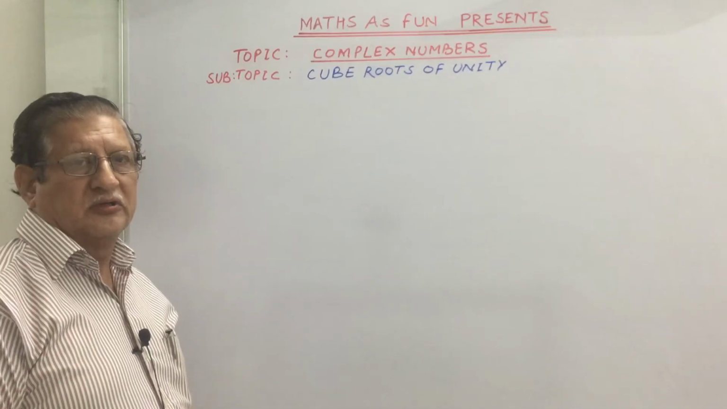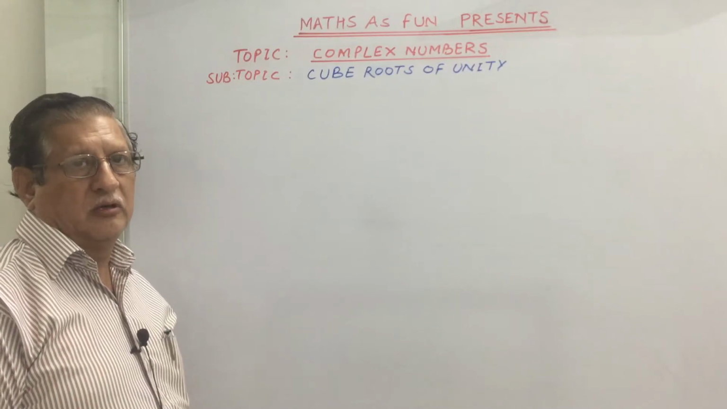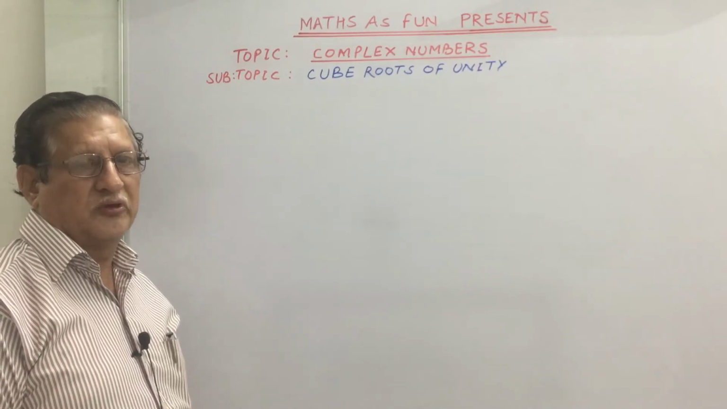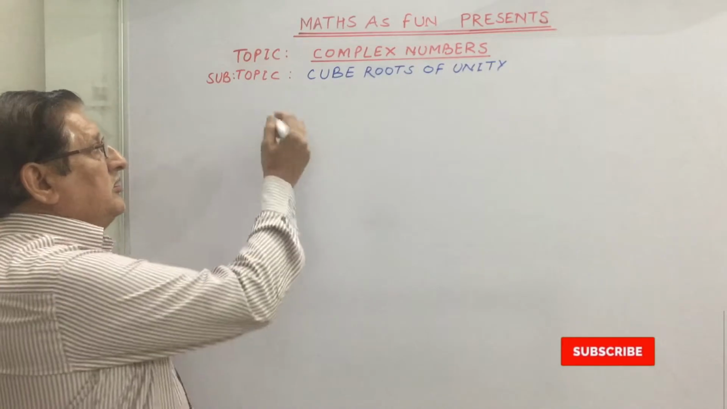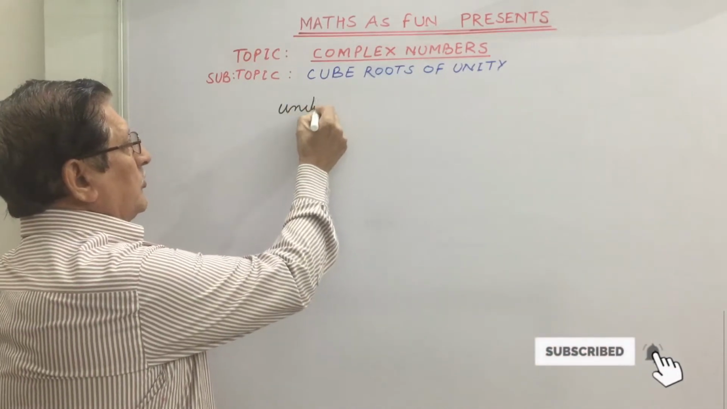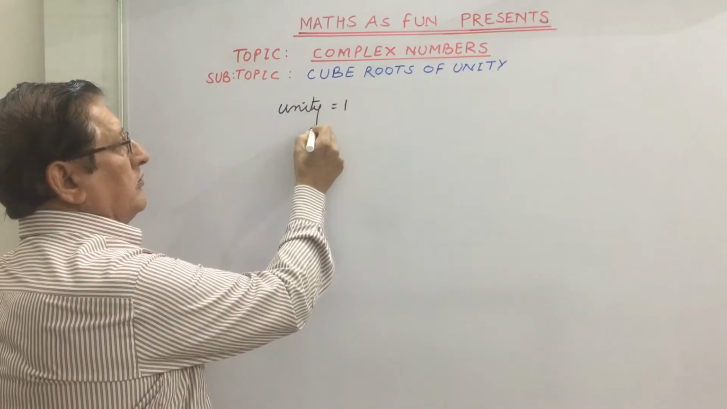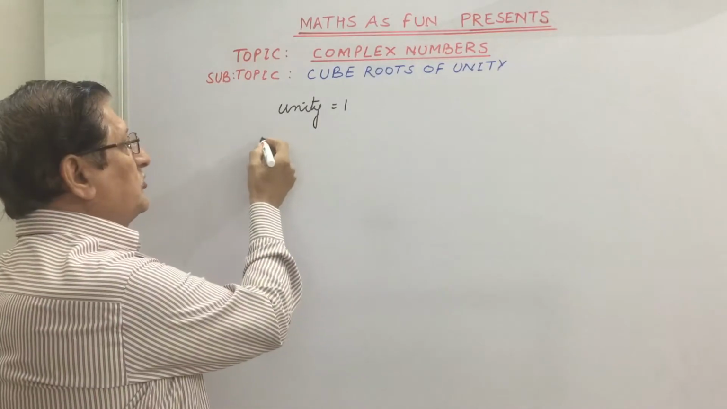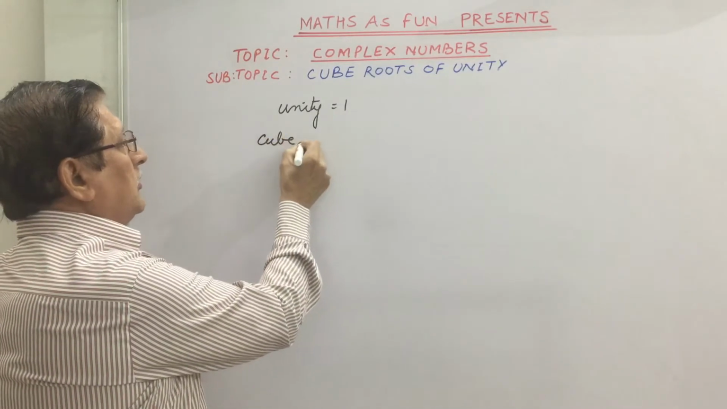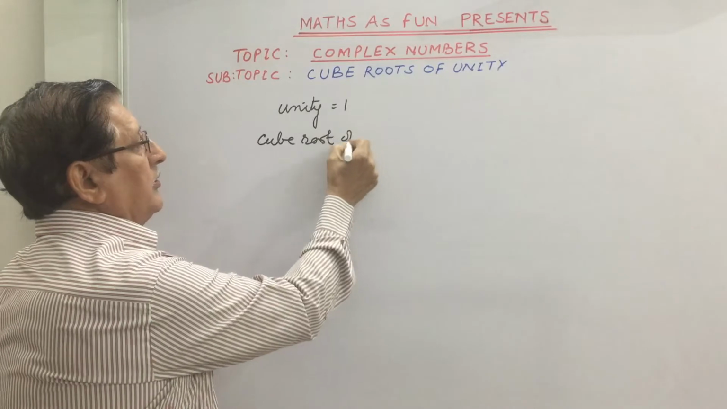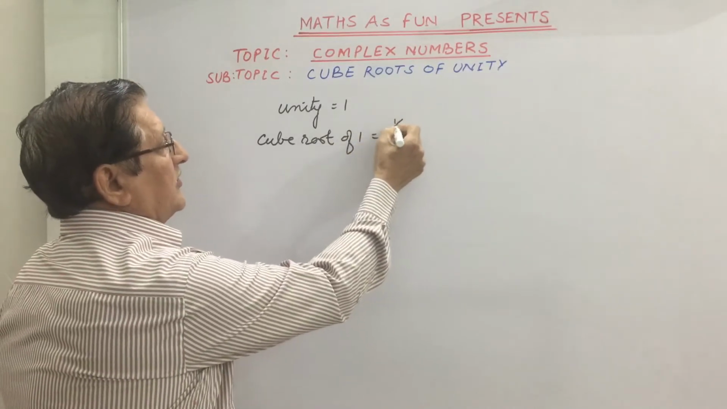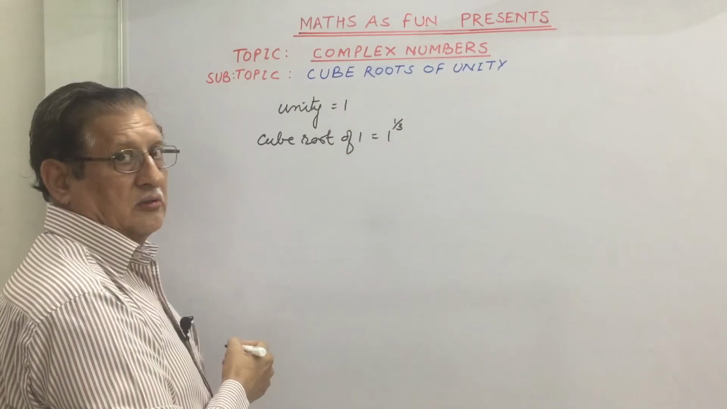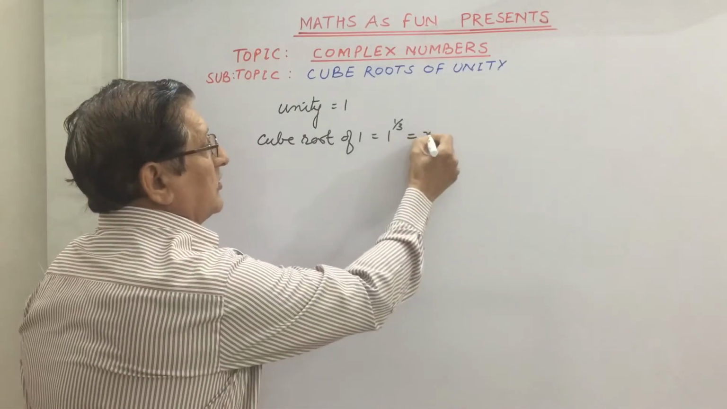Hello everyone, in this video we will learn how to find out the cube roots of unity. See, unity means 1, we know. Unity is equal to 1. If you want to find out the cube root of 1, that will be represented as 1 power 1 upon 3. Suppose it is equal to x.